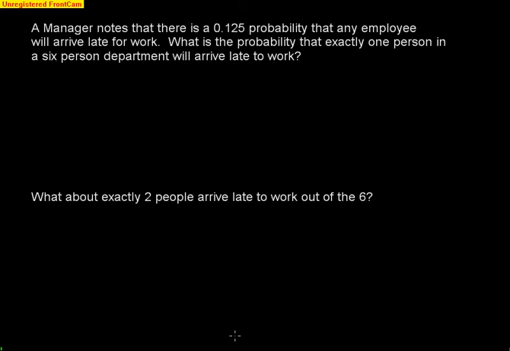So again, I need one person to be late for work, exactly one out of 6. So I need one success. Now, success would be being late to work. I don't know if that's a success, but in terms of how the problem is worded, that would be my success. And I need one person to be late for work, and I need the others. So that'd be 1 minus 0.125. That'd be 0.875, I guess, the chance that you are on time to work.